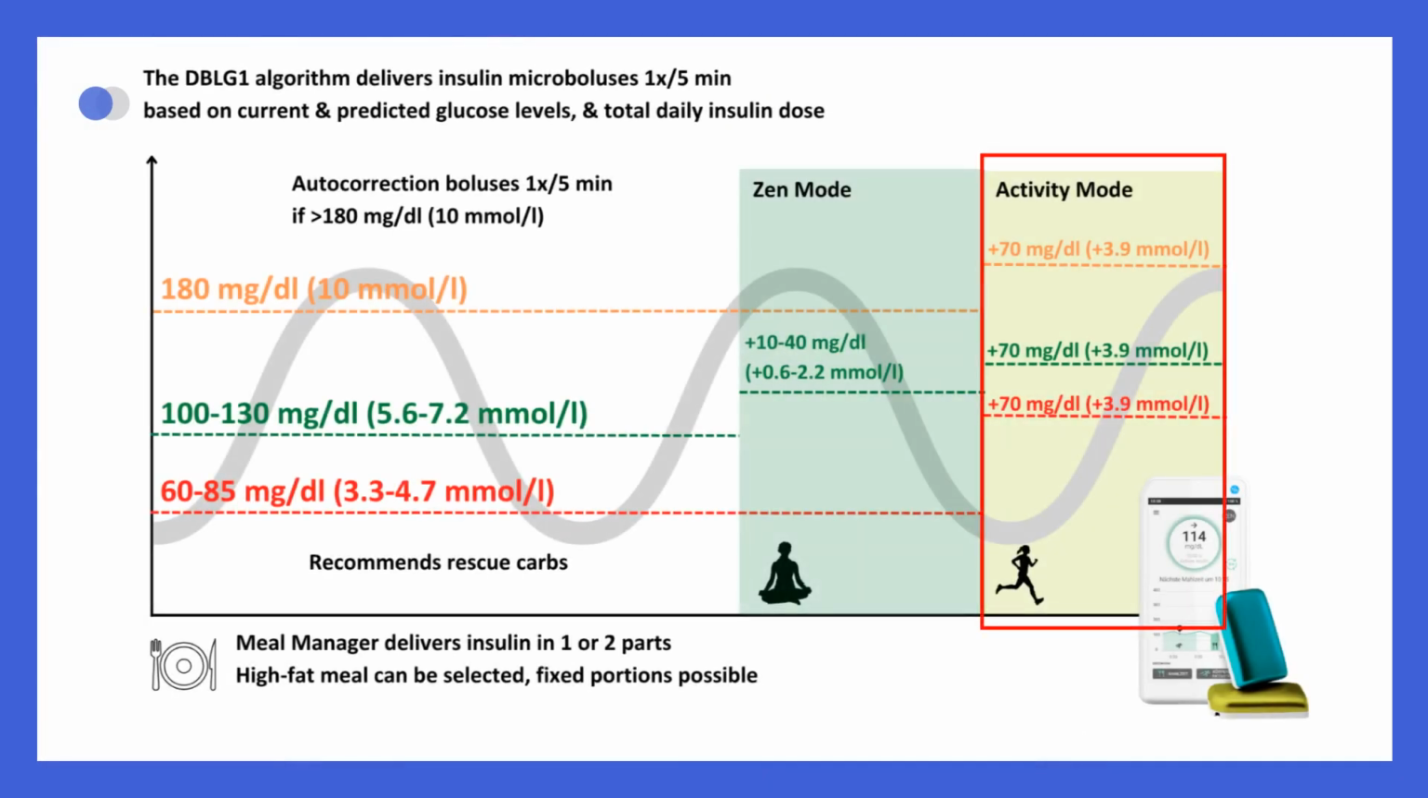Physical activity mode is designed for physical exercise such as sports, intense gardening, housework, etc. A physical activity can be declared for the current day or the following day. When enabled, the target glucose level, as well as the hypoglycemia threshold, are adjusted to better suit the demands of the activities. The target value and thresholds are increased by 70 milligrams per deciliter or 3.9 millimoles per liter. If necessary, earlier rescue carbohydrates will be recommended.